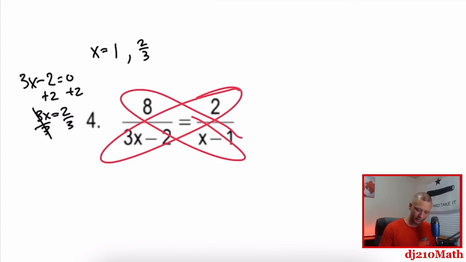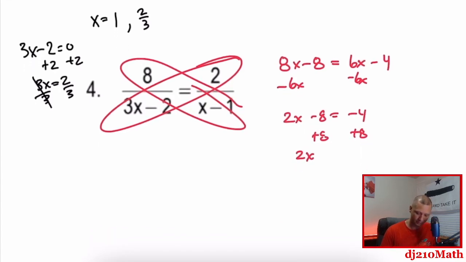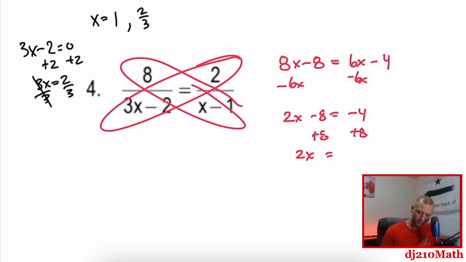So this is going to be 8x minus 8 equals 6x minus 4. Okay. Combining like terms is the easy part. 2x minus 8 minus 4. 2x equals 4. X is equal to 2.